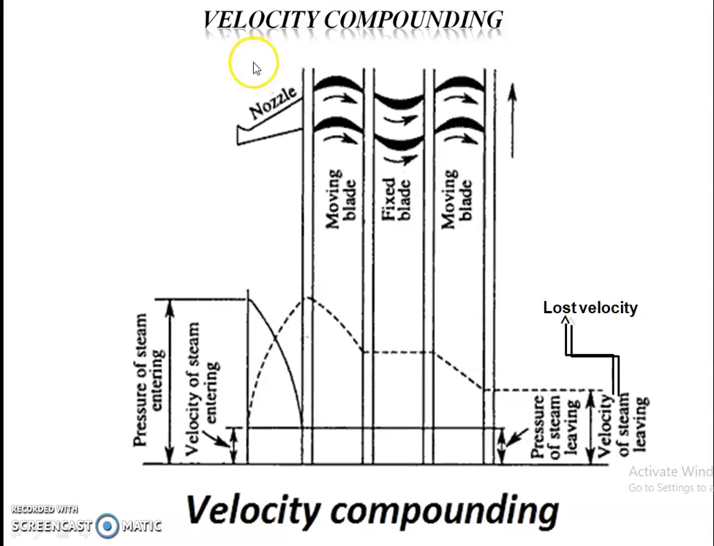From this slide we discuss velocity compounding, that is the Curtis turbine. In this figure, velocity compounding has a single nozzle, moving blade, fixed blade, and moving blade. The high velocity steam enters from the nozzle and goes to the moving blade. At the moving blade the velocity decreases. At the fixed blade there is no change in velocity. Again the steam goes to the moving blade, and the velocity decreases.